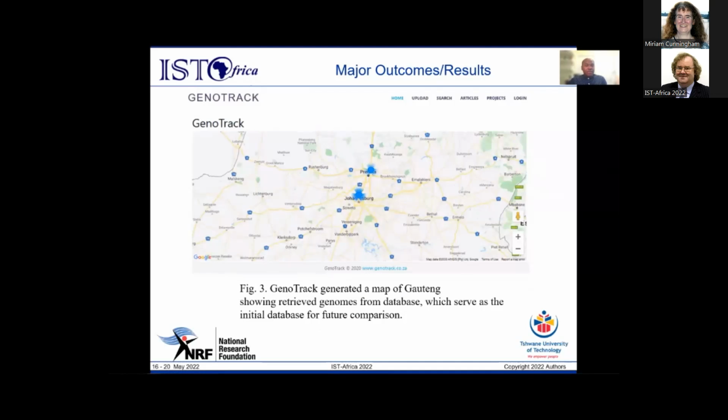Once you have created and uploaded all the required attributes that you need to give to your genome, GenoTrack generates a map showing how your genomes are distributed, which serves as the initial data. Basically, it's going to show you where the genomes are from, right?